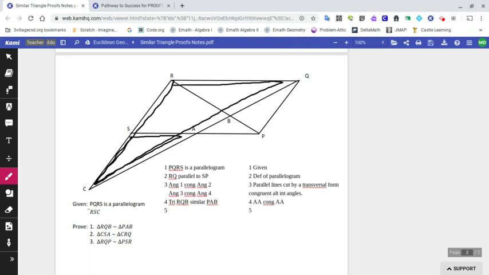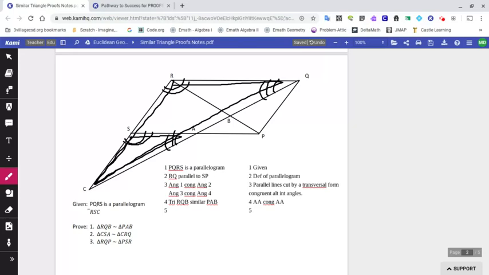Now I'm going to use a different type of pair from the parallel lines. I've already stated RQ and SP are parallel up above in step 2. But now I can use this angle is congruent to this angle, and this one is congruent to this one. What kind of angles are those? Parallel lines cut by a transversal form congruent corresponding angles. So that's what we're going to do for those.